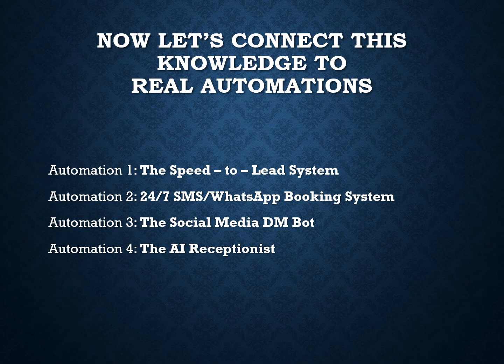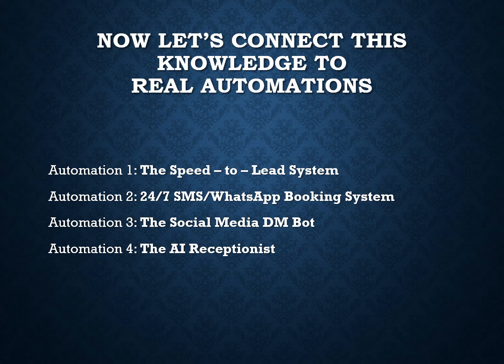Now, let's connect this knowledge to real automations. Everything you're about to see is built using the same tools we just learned about. ChatGPT acts as the brain. It understands messages, asks questions, and decides what to say next. Zapier or Make acts like the messenger. It moves information between forms, calendars, text messages, and software. When you combine thinking with movement, you get a system, not just a message.